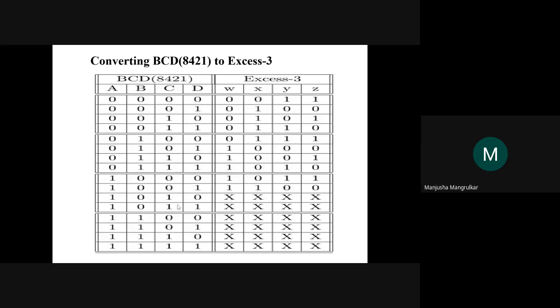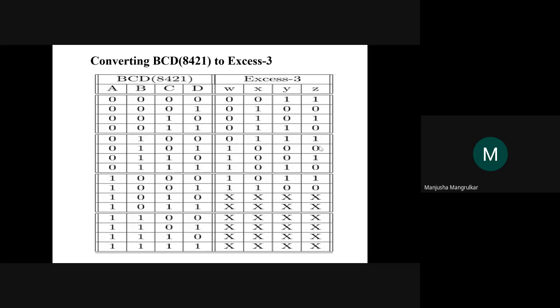Rest all the numbers are don't care. It will not take them, because these are BCD numbers. If it would have been a binary number, then it would continue up to F into the excess numbers. So this is only the BCD number, it will take only till the ninth number, right? So this is our truth table.